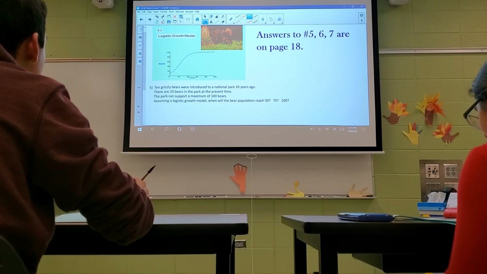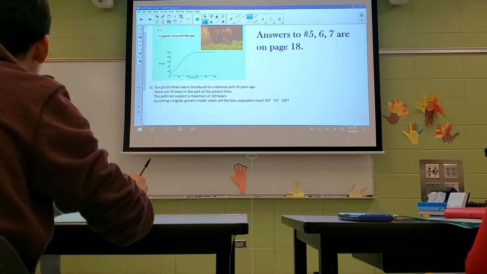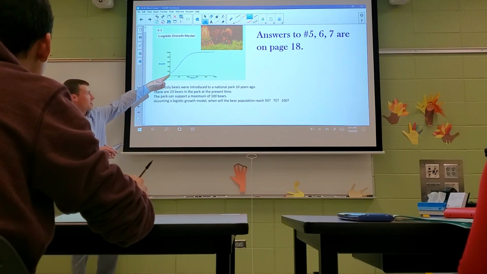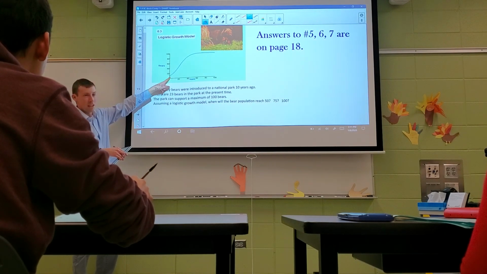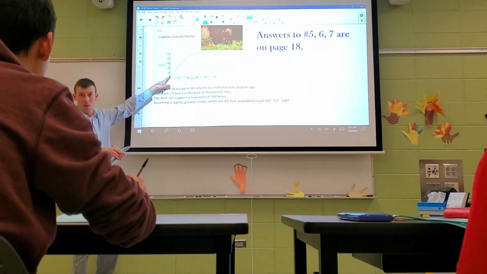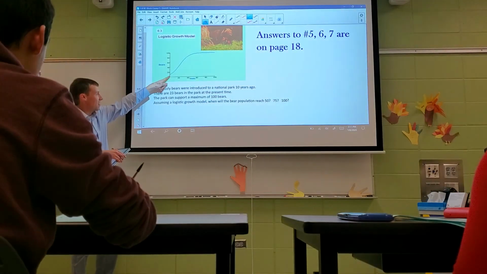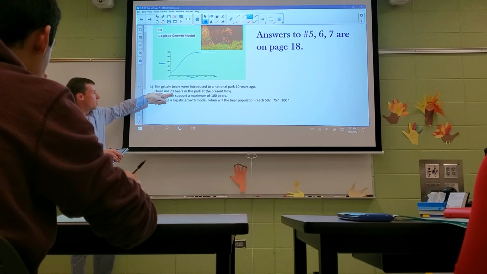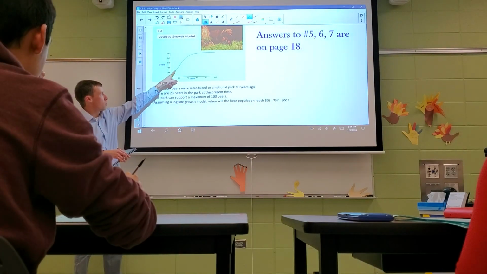They put 10 grizzly bears in a national park 10 years ago. Okay? So that was at the beginning, they put in 10 at time 0. You with me? Alright, so now it's 10 years later, they've been growing. Now there's 23 bears. So now we're at 10 years later, there's 23 bears.